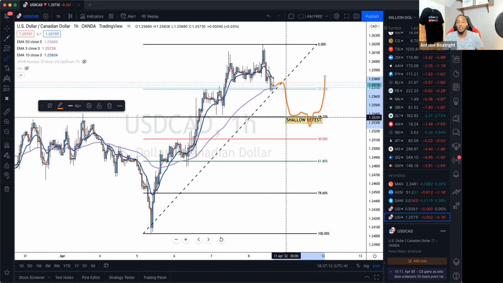All we would have to say is that, okay, as long as price closed on the same time frame above it, and it could dance around a little bit, I can be confident to say that, okay, I'm looking to enter at this market at the 382, which is a shallow retest, guys.